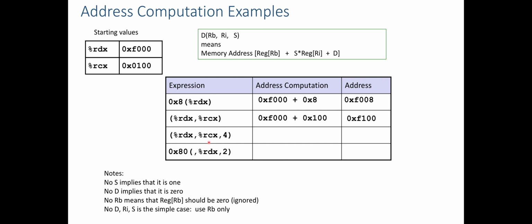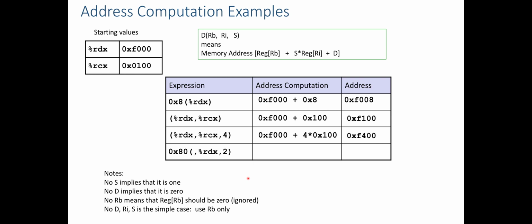Now the next case, we're adding the S in. So there is an S. So now we will take 4 times what's in RCX and then add RDX. So it's very similar to the one above, except now we're going to take 4 times that. And luckily this one too is pretty easy for us to do in our heads and ends up being this address. And that's the one that'll be accessed in memory, given this way of expressing the memory address.